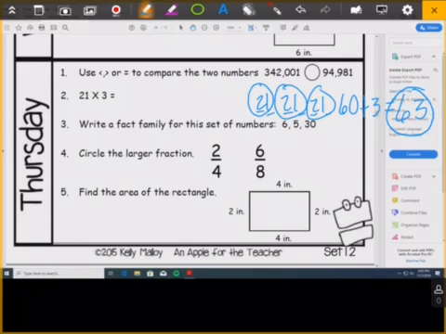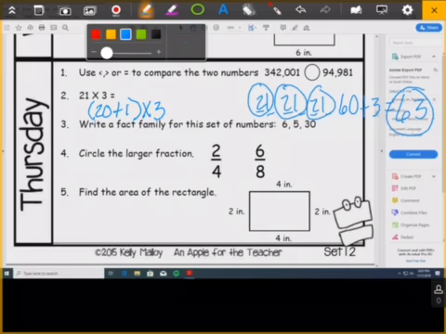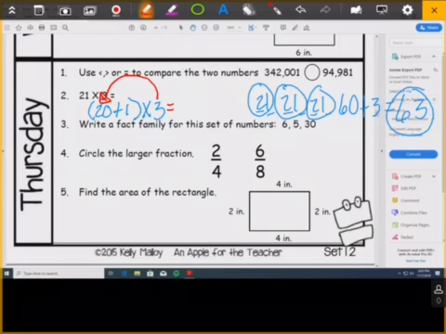I could also see that I could break 20 and 1 apart and have 3 groups of each one of those. Using the distributive property, 3 groups of 20 would be 60. 3 groups of 1 would be 3. So my product is 63.